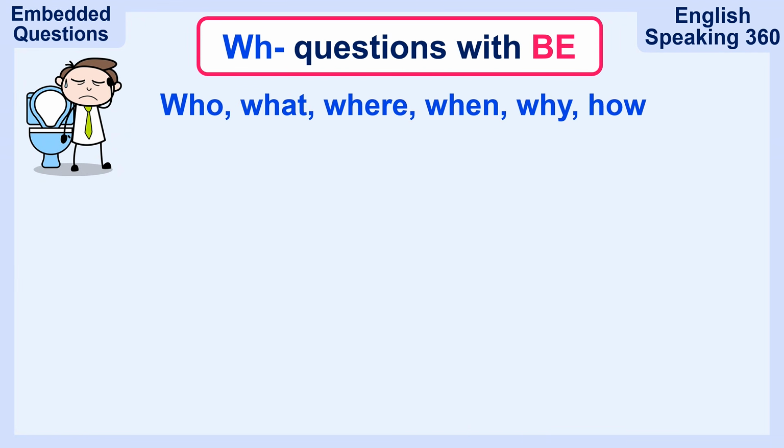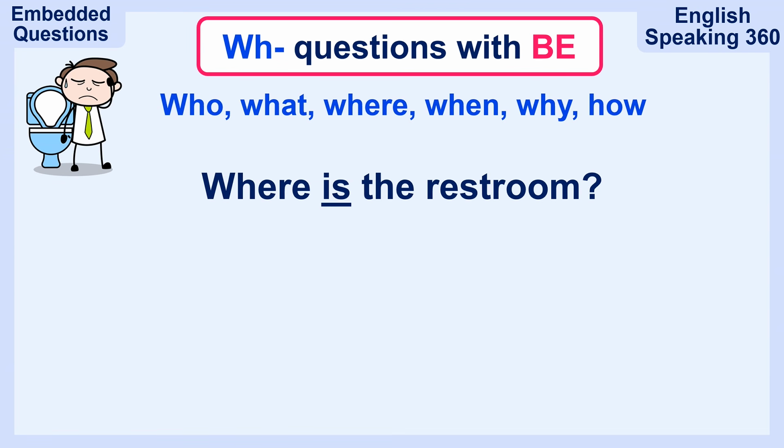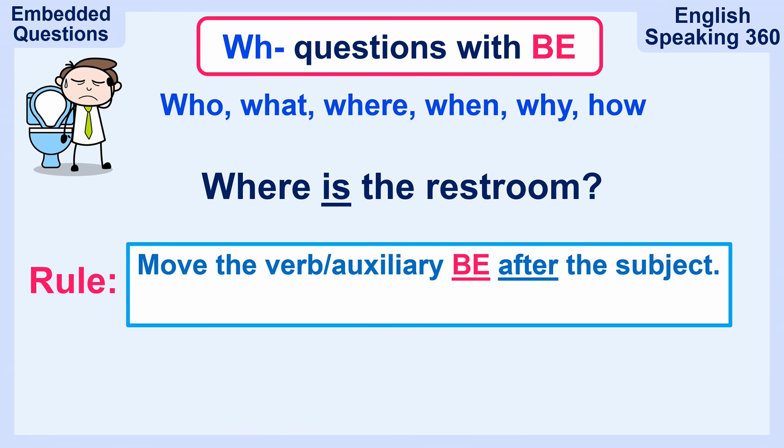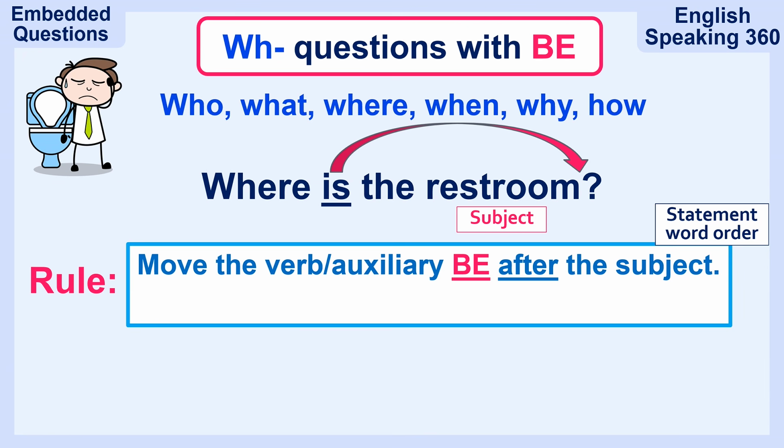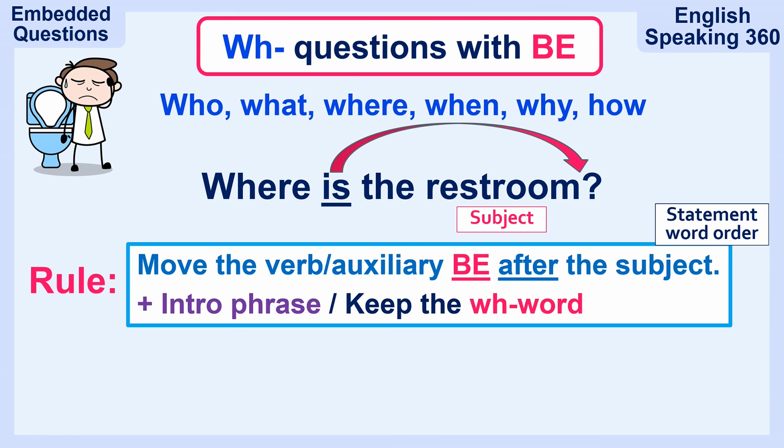WH questions with be. Those are questions that start with question words. Where is the restroom? So here's the rule. Move the verb or auxiliary be after the subject. So here you have to find the subject. The subject is the restroom. Move the auxiliary be, so you have to move is after the subject. It becomes the restroom is, and that is your statement word order. After that, just like before, you add an intro phrase, but you keep the WH word.